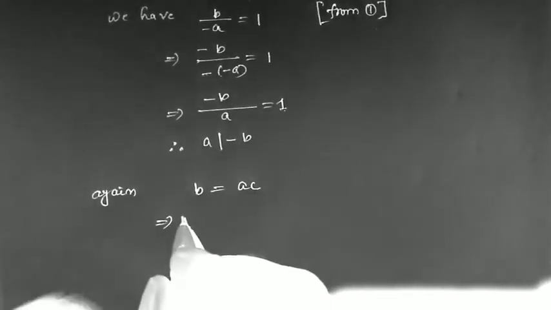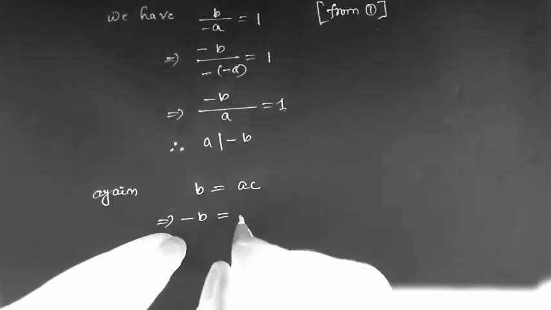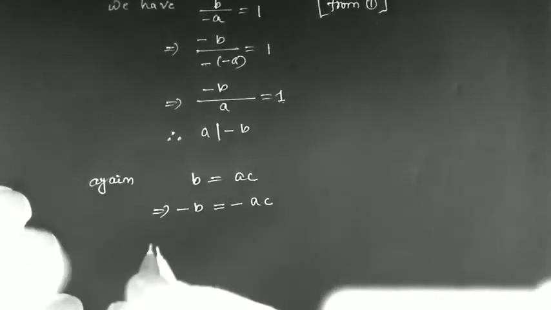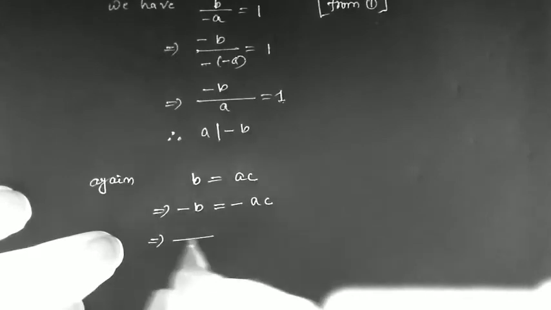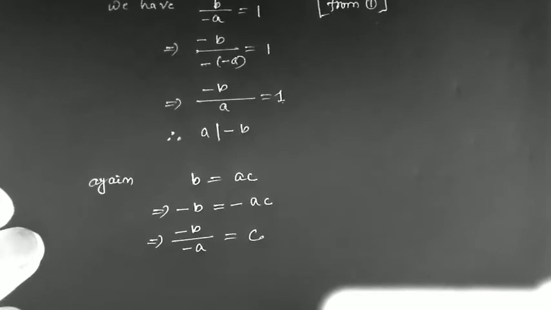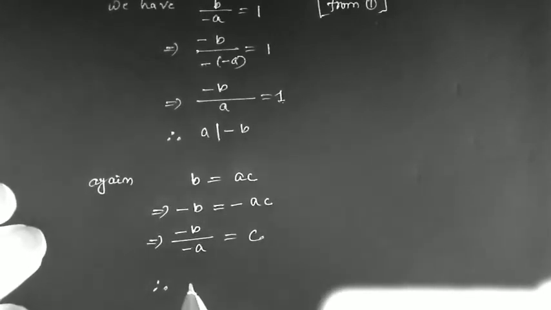So if we multiply both sides by minus, b into minus ac, no? So from this also we can write in this way, minus b by minus a is equal to c, no? That is, minus b by minus a is equal to some integer, c is some integer. That means minus a is dividing minus b. Therefore minus a divides minus b. So number one is very easy. So we'll go to the next number.